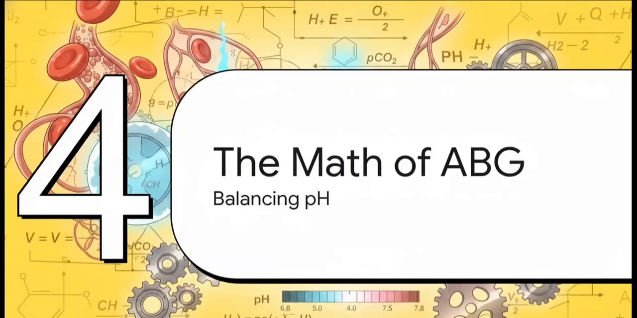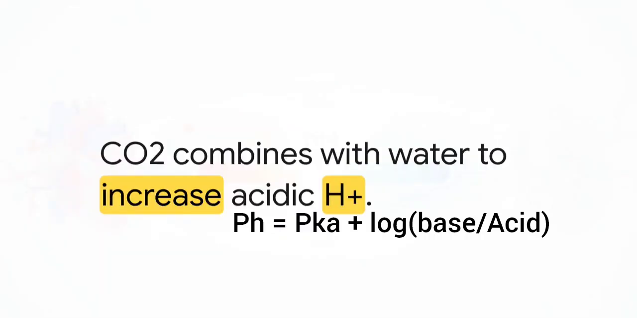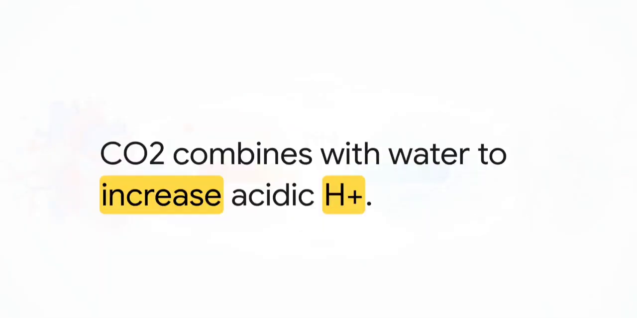Okay, section 4. It is time for the big one, the Henderson-Hasselbalch equation. First, we need to establish a golden rule of physiology. An increase in carbon dioxide directly creates an increase in acidic hydrogen ions, period. Carbon dioxide combines with water to form carbonic acid, which then rapidly splits into a hydrogen ion and bicarbonate. Functionally, this means CO2 acts as an acid in the body. If your patient stops breathing, CO2 builds up on the left side of this equation, which completely forces the reaction to the right, dumping highly dangerous amounts of free hydrogen ions directly into their bloodstream.